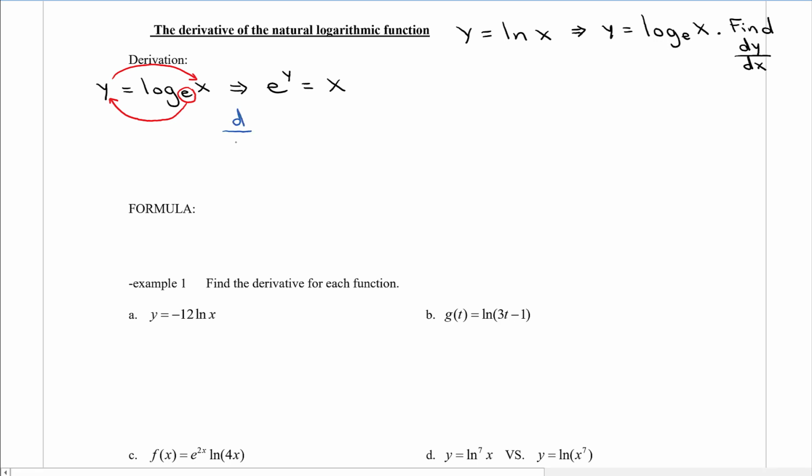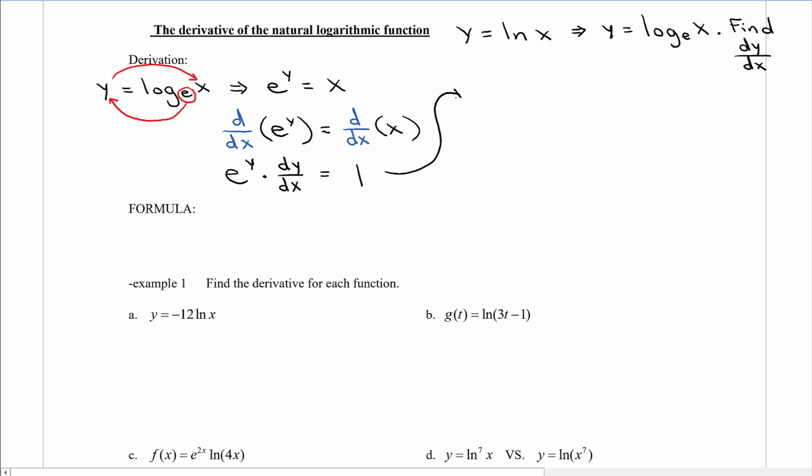Now I'm going to take the derivative with respect to x of both sides of this equation. I'm going to take the derivative with respect to x of e raised to the y power, and I'm going to take the derivative with respect to x of x. Now if I take the derivative of e raised to the y with respect to x, that's going to be e raised to the y times dy dx. And on the right hand side of the equal sign, the derivative with respect to x of x is just going to be equal to 1.